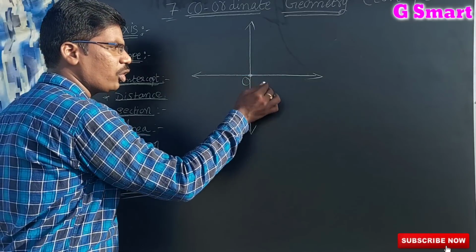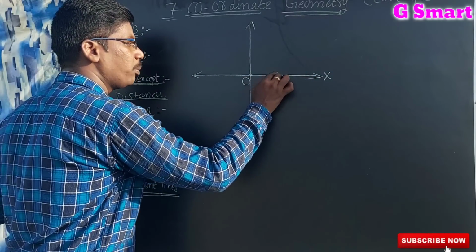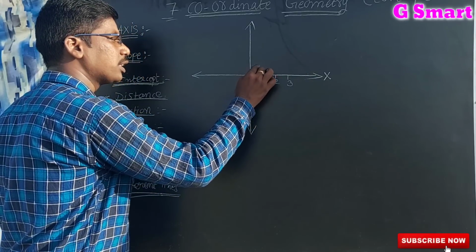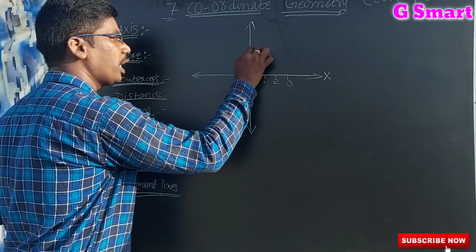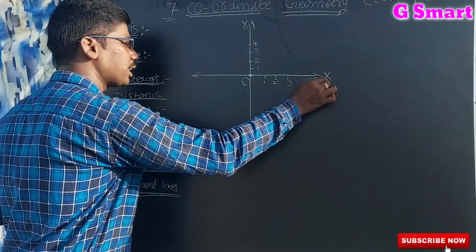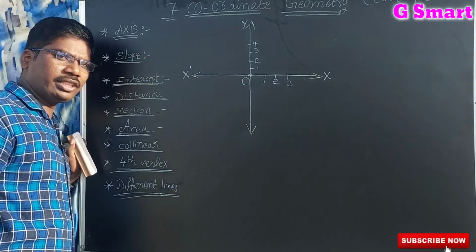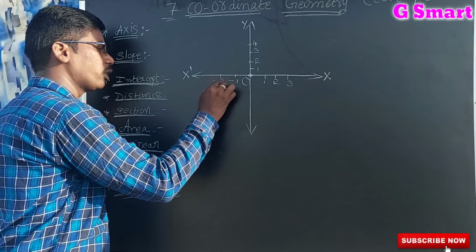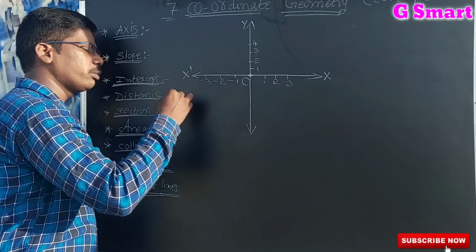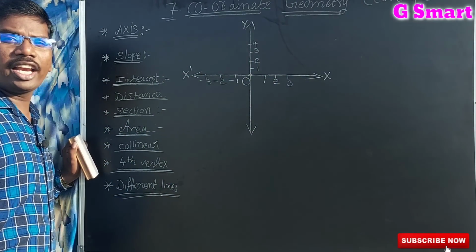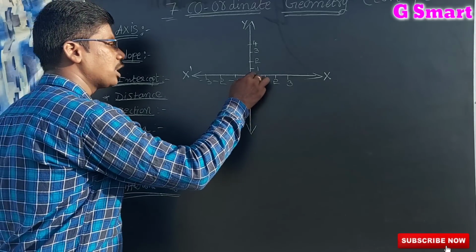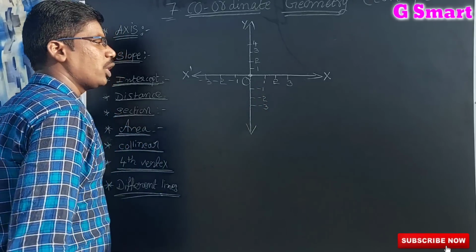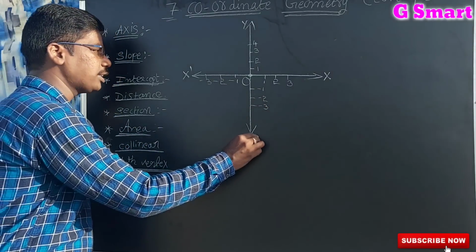From the origin, if you go to the right side, those values will be positive: 1, 2, 3 and so on. From the origin, if you go upwards, those are also positive values: 1, 2, 3, 4 and so on. So this is the y-axis, this is the x-axis, and this is x dash. X dash means negative. From the origin, if you go left, the values will be minus 1, minus 2, minus 3. These are all at equal intervals. And from the origin if you go downwards, it will be minus 1, minus 2, minus 3 and so on. This is y dash, and this is y.